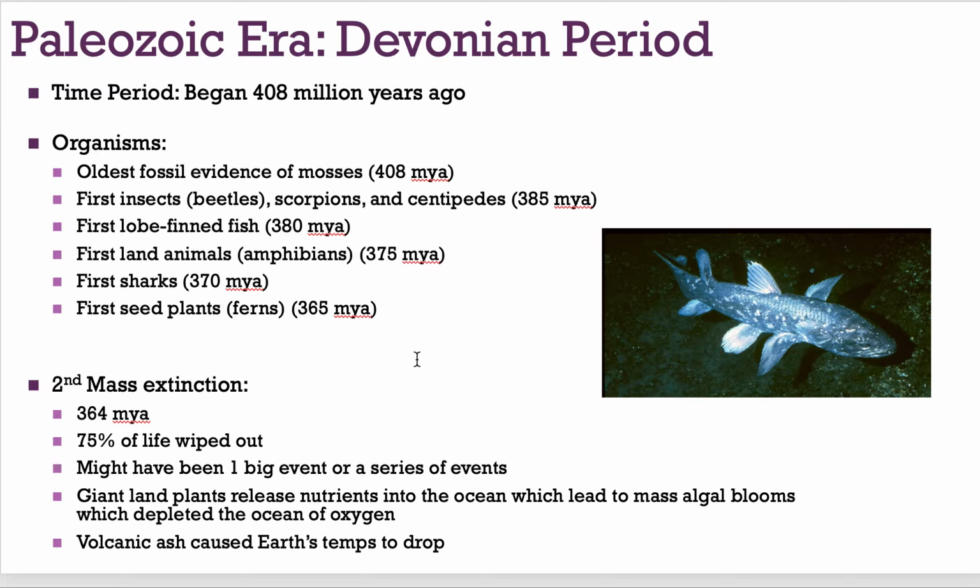And it might have been one big event or a series of events. There's still some debate, but scientists believe that giant land plants released nutrients into the ocean, which led to mass algal blooms, or a lot of algae in the water, which depleted the ocean of its oxygen. And then volcanic ash caused the Earth temps to drop as well. So there's at least a couple theories on that.